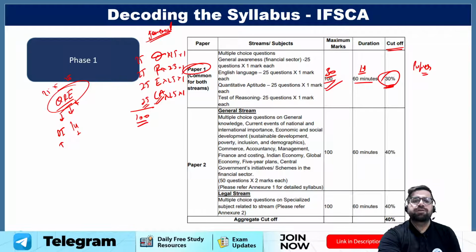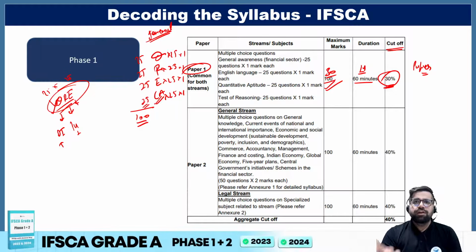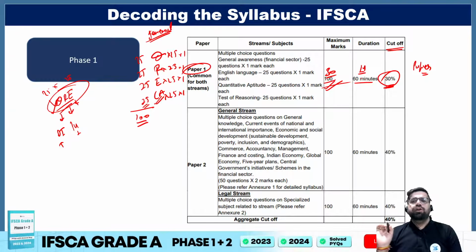If you are not comfortable with quant, then skip it. Do the questions of reasoning and English then, right? So you just have to clear the cutoff in your, I would say, paper 1. Now let's talk about current affairs.